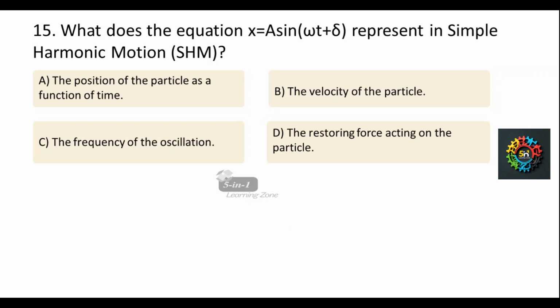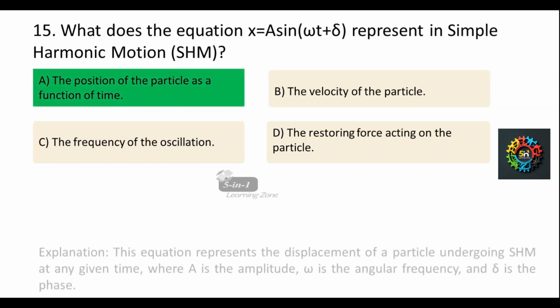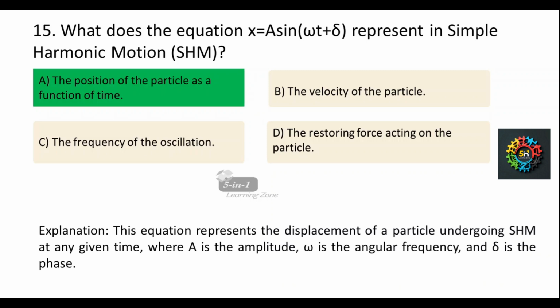15. What does the equation x equals A sine of (omega t plus theta) represent in simple harmonic motion, SHM? Answer. A. The position of the particle as a function of time. Explanation. This equation represents the displacement of a particle undergoing simple harmonic motion at any given time, where A is the amplitude, omega is the angular frequency, and theta is the phase.